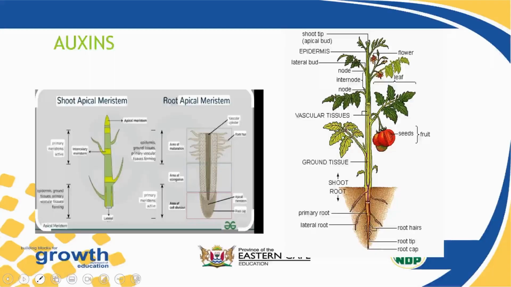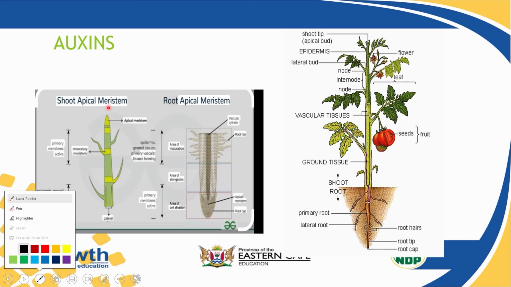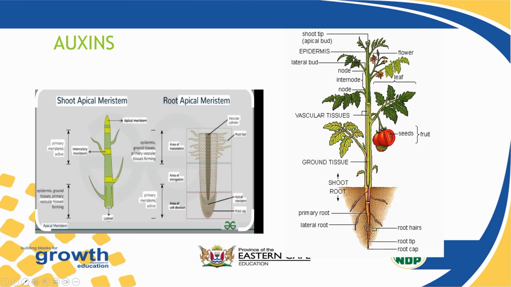If we look at this diagram that I have here in front of me, I've got the shoot of the apical meristem on the left and the shoot of the root meristem on the right. Then the tip part of the stem, the growing point, is where your auxins are situated, or where they are produced. So auxins in a plant, in a stem, are located in this area, and this area we refer to as an apical bud or an apical meristem, where auxins are highly concentrated.